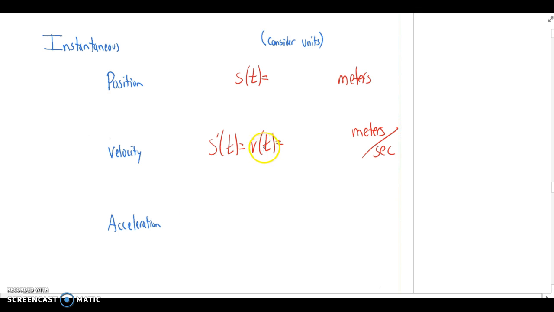If we take the derivative of the velocity, so v prime of t is equal to our acceleration, that would be in a label of meters per second squared.